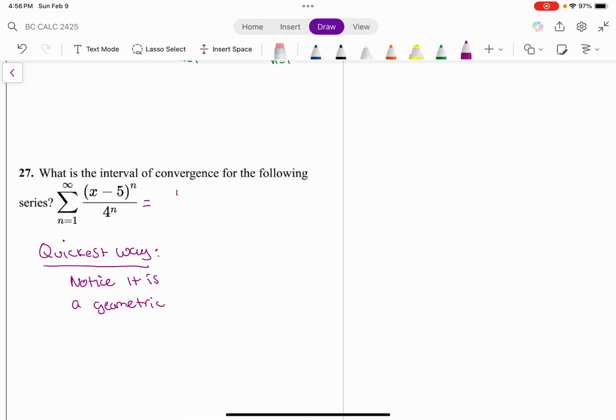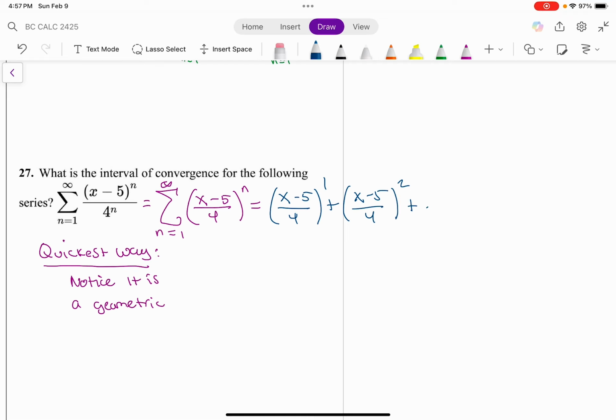Well, you could do a little rewriting. Okay, so you can write this like this. And then again, writing out the first few terms, when n is 1, you get this, etc. Now it's obviously a geometric, where this is our first term and our common ratio. So this is AR, right? Oops, this is A times R.